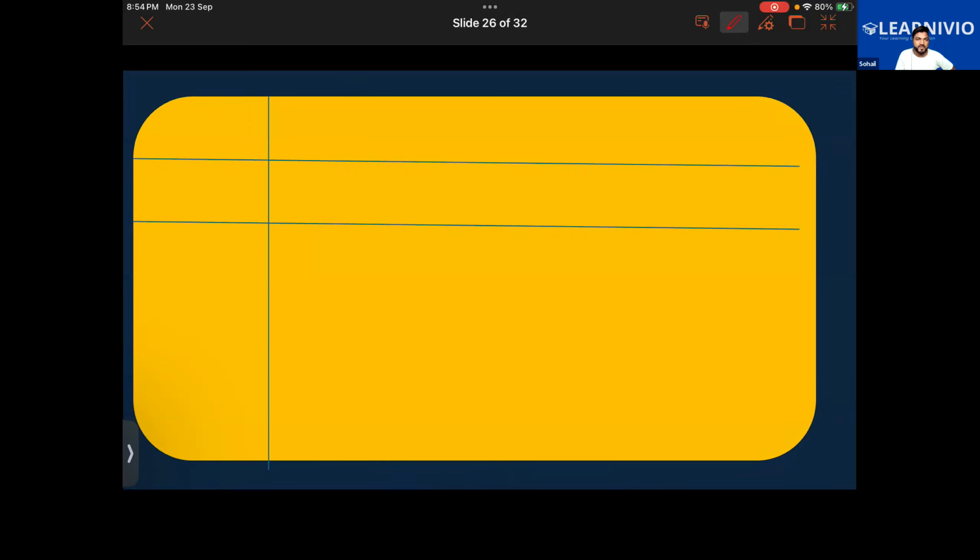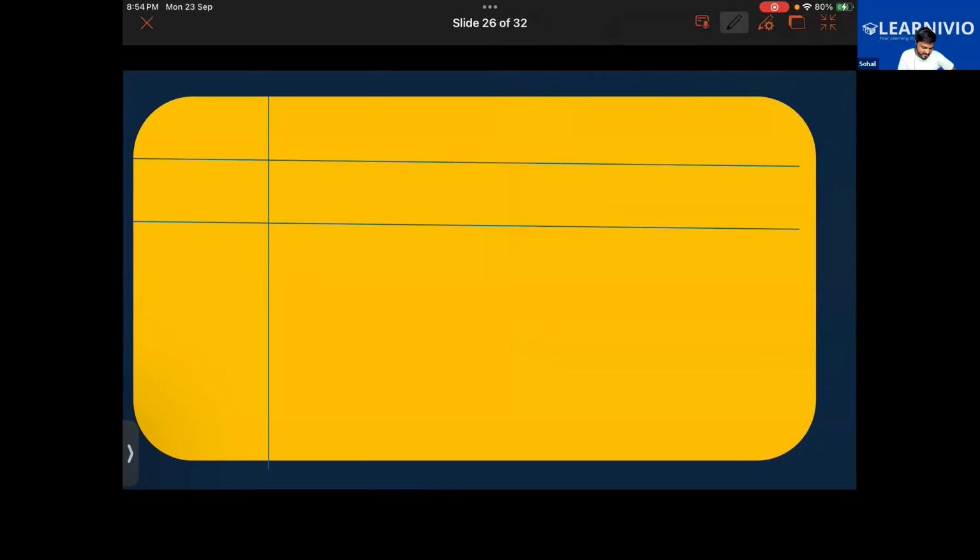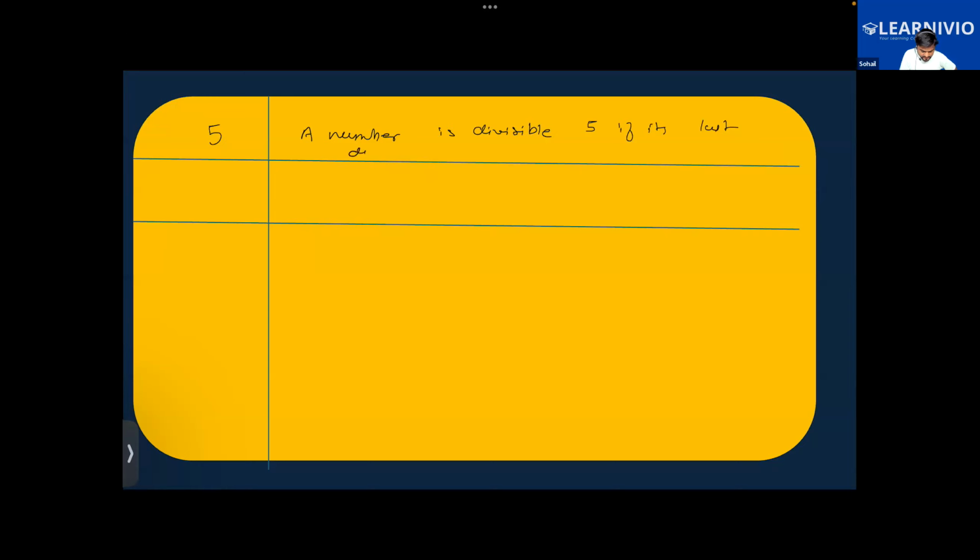Let's continue further. We are going to learn about a few other divisibility rules. We did learn till 4. We are going to learn about 5. The divisibility rule of 5 is very simple. A number is divisible by 5 if its last digit is either 0 or 5. You can take the screenshot of this, no need to write it down.